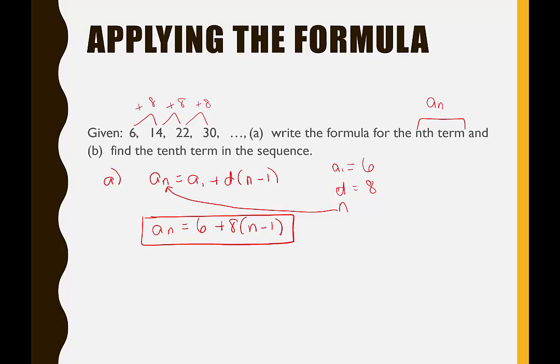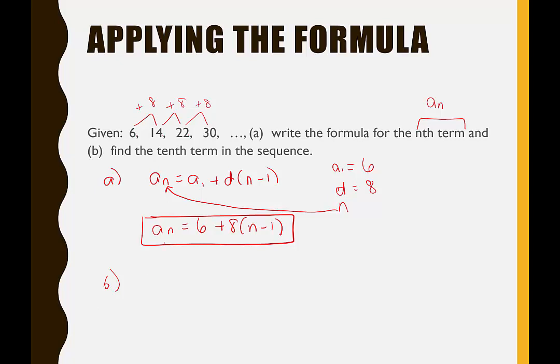Okay, so now we're going to find the 10th term in the sequence. Now we have 1, 2, 3, 4 terms, so if you wanted to, you could just keep adding 8 a bunch of times until you figure out the 10th term, but we're going to use the formula. We're going to do this the mathematical way, not the cheaty, I'm just going to keep hitting equals on my cell phone calculator way.